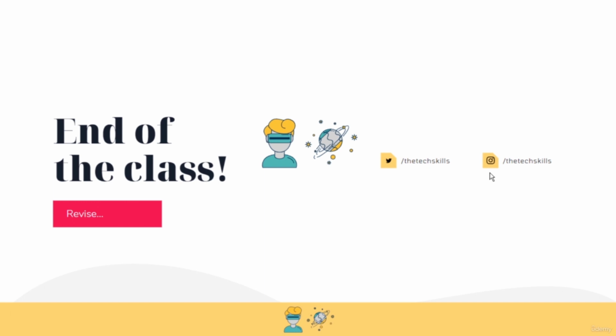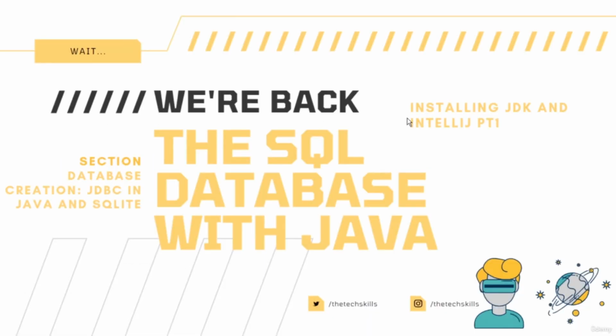End of the class. Today we're going to be installing JDK and IntelliJ. JDK stands for Java Development Kit, and it's a bunch of tools and packages that allow us to develop Java applications. If we want to develop a Java application, we need to have those tools. And if we install JDK, we're going to have all these tools. In other words, we're going to have our computer ready to develop Java applications. Without further ado, let's open our browser and look for it on the internet.